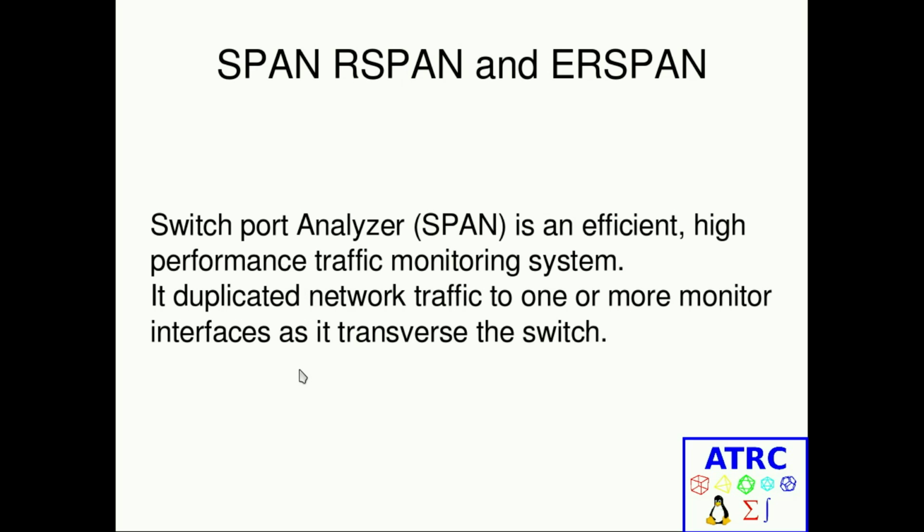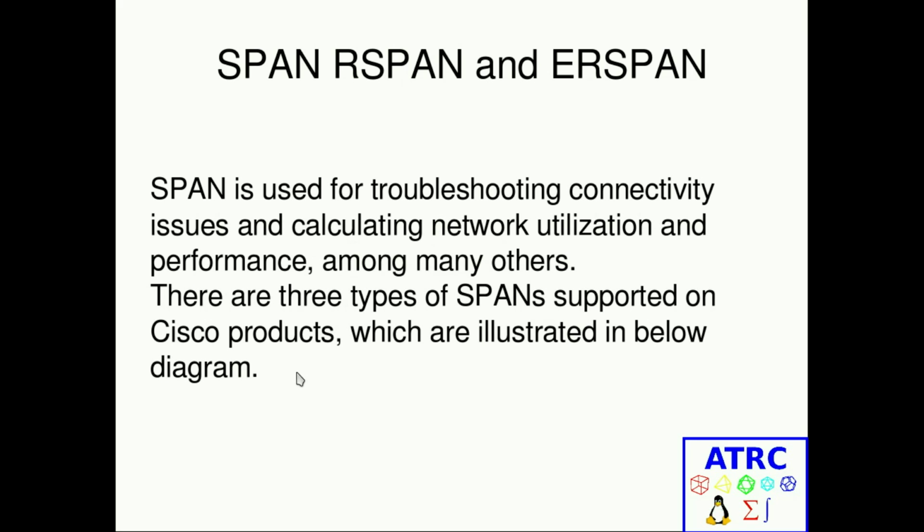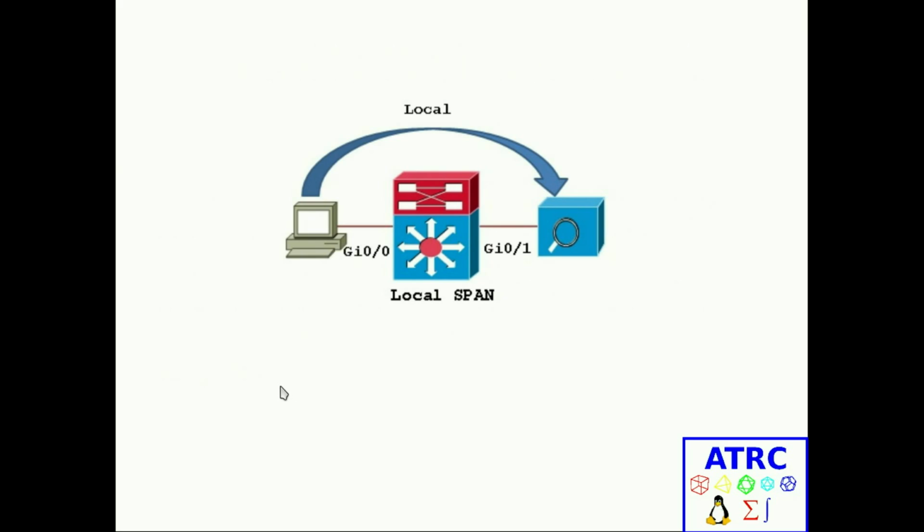SPAN means switch port analyzer. It's a method of efficiently monitoring what is going on, the data that's on the port, by duplicating it on another port on a switch. SPAN is used for troubleshooting and finding out what's going on the network by analyzing the data which is going on a port between a device and a port which is connected to a Cisco switch.